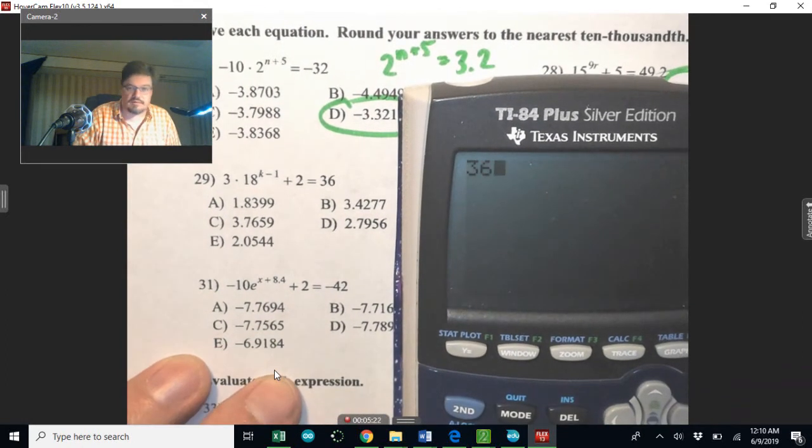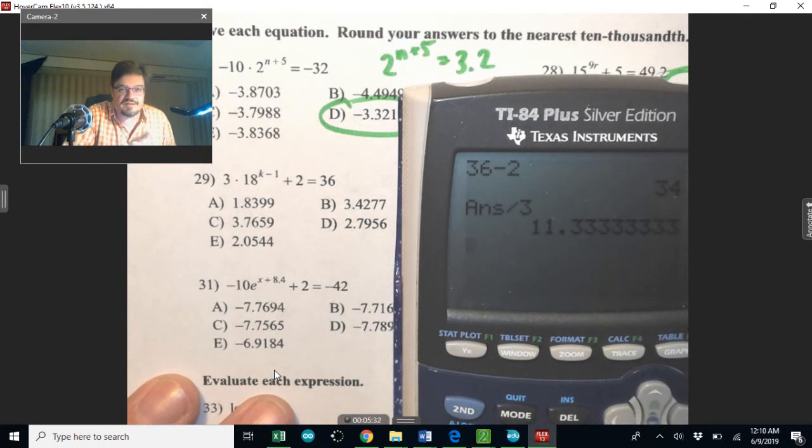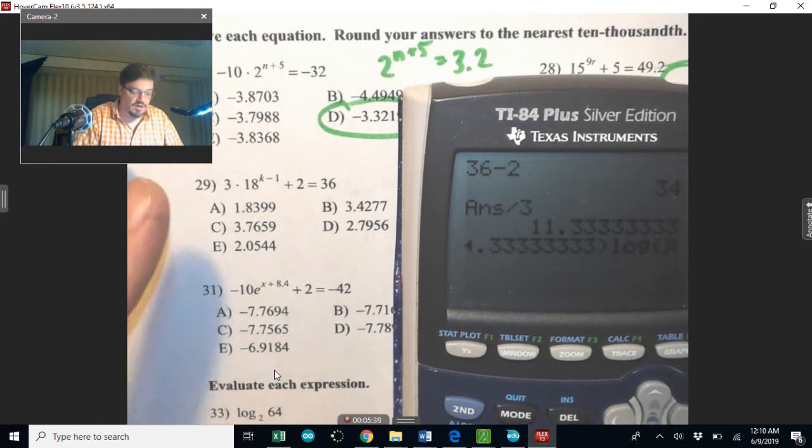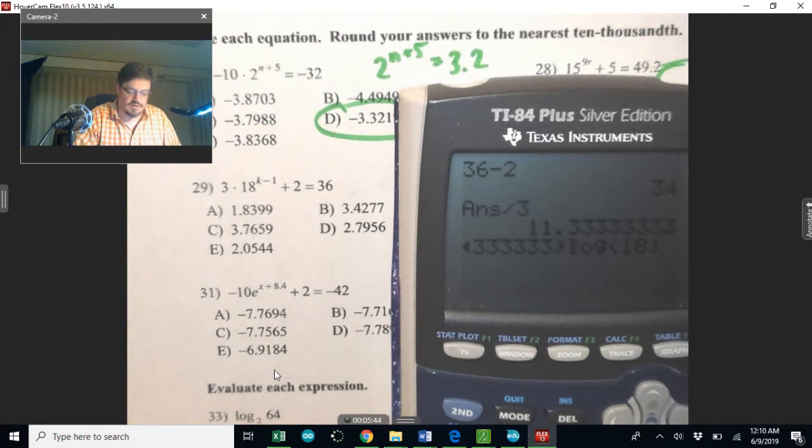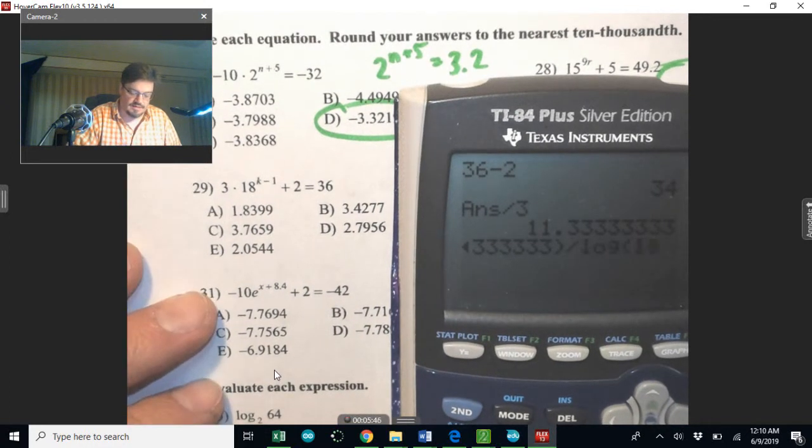Take 36, right? I'm going to be subtracting 2. Enter. 34, going to be dividing by 3. Enter. All right, now I will be taking the log of both sides, but I'm going to take the log of this guy, and I'm going to be dividing by the log of 18. I did not put division. Divided by the log of 18. That's what's going to happen.